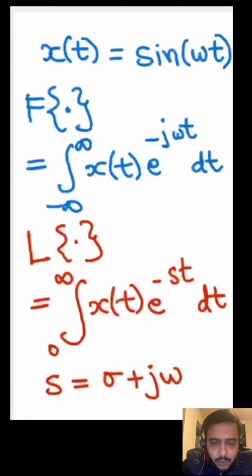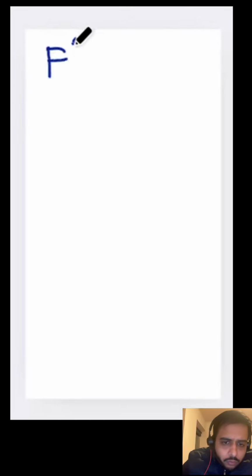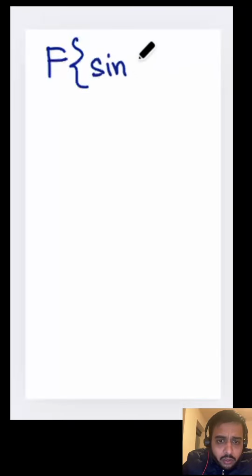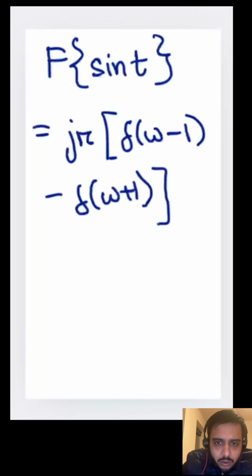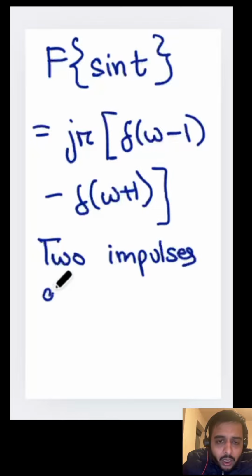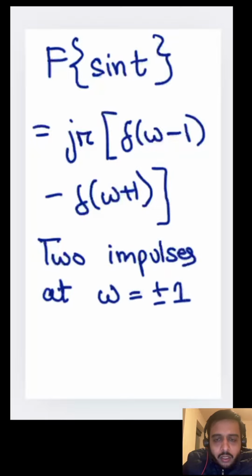If we apply the definitions of the Fourier and Laplace transforms to our very simple signal, sine t, let's first see the Fourier transform. The Fourier transform of sine t gives two impulses, at 1 and minus 1 hertz. If we had sine 10t, then we would have two peaks at minus 10 and 10. So it's telling me the frequency content. Here sine t means it's 1 hertz.